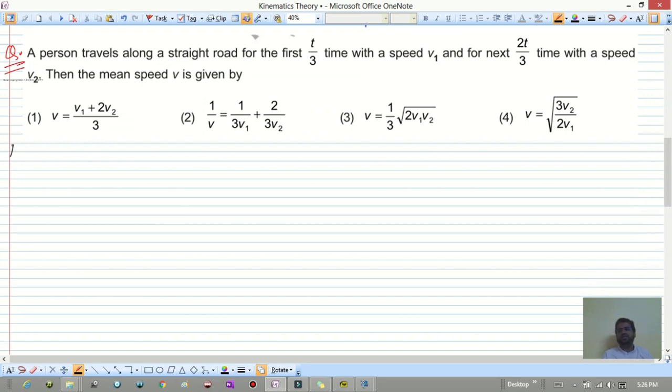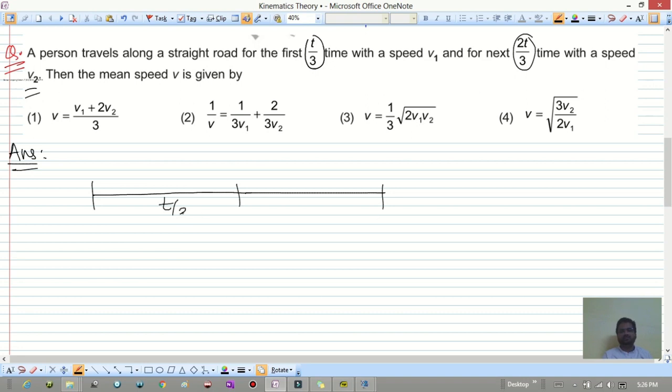So as you can see over here, it is given a person travels along a straight road for the first t by 3 time with speed v1 and for the next 2t by 3 time with speed v2. That means the person travels along a straight line, for the time t by 3 with the speed of v1, and for the time 2t by 3 with the speed of v2. Now we have to find the mean speed, what is the average speed. Mean means average speed.